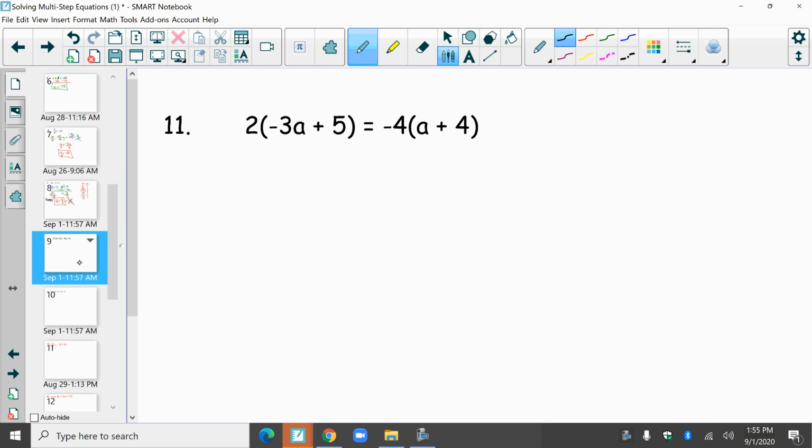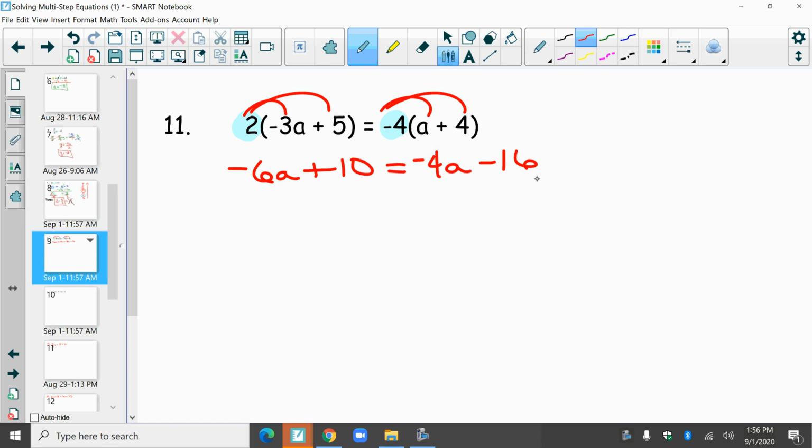Number 11. What you should notice is parentheses. And according to PEMDAS, you need to do your parentheses always first. So this right here is what we call the distributive property. So we're going to go ahead and distribute here. So I have negative 6a plus 10 is equal to negative 4a minus 16.